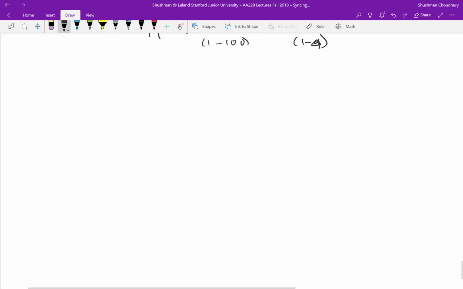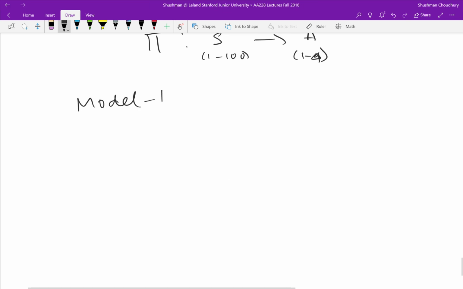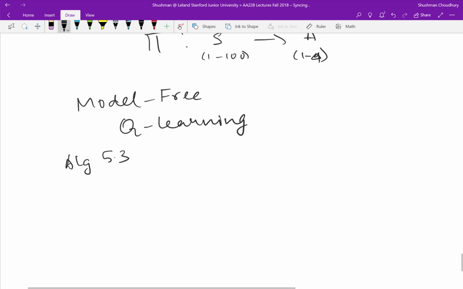I'll make a quick comment on the model. So that was model based. I'll make a quick comment on the model free. Specifically, I'll talk about Q-learning, although you could use something else. So one thing to note here, and this is why I brought this up before, is if you look at algorithm 5.3, look at line 6.